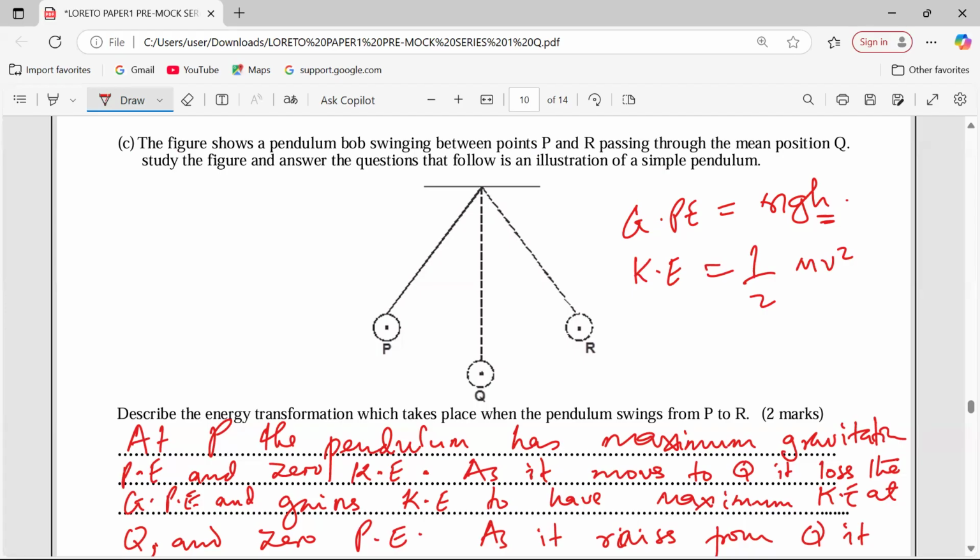But immediately it starts swinging. It starts gaining some velocity and some momentum, such that now velocity starts increasing. And remember, as velocity increases, the height is reducing. So with reducing height, there is loss in gravitational potential energy. And with increasing velocity, there is increase in kinetic energy. That way.